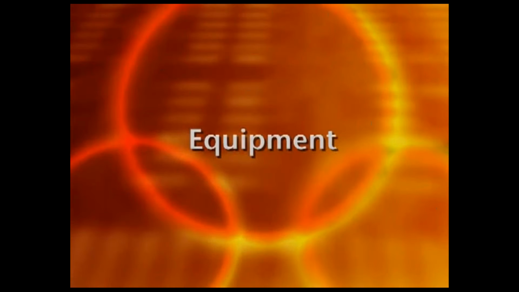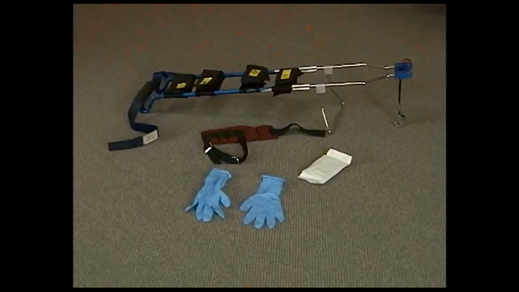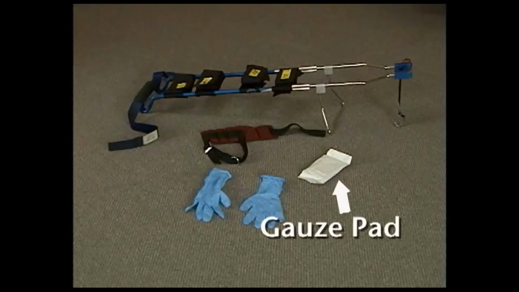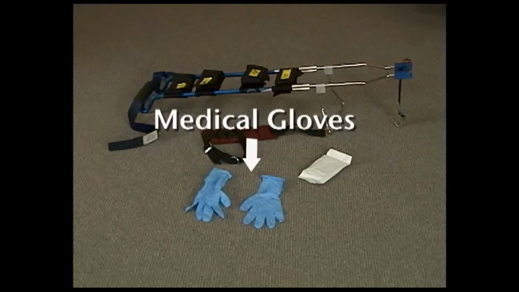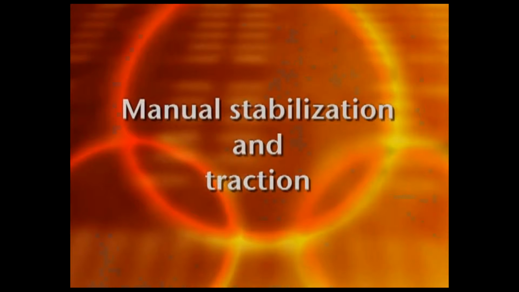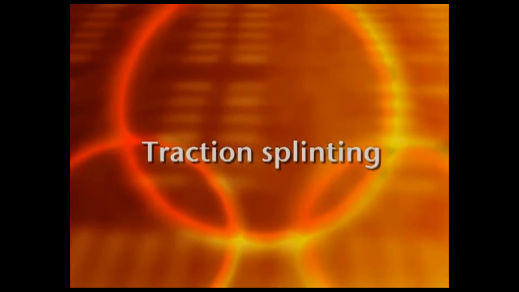Candidates at this station will have the equipment necessary to successfully immobilize a simulated femur fracture. This includes a traction splint with ankle hitch, a gauze pad to provide comfort under the ischial strap, and medical exam gloves as part of the necessary personal protective equipment. The main sections of this station are manual stabilization and traction, assessing the injured area, immobilizing the injured area through use of a traction splint, reassessing the injured area, and transportation.